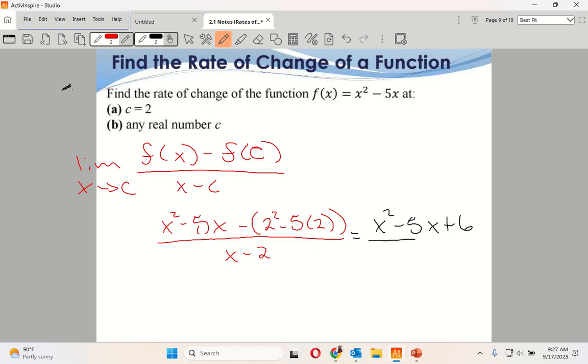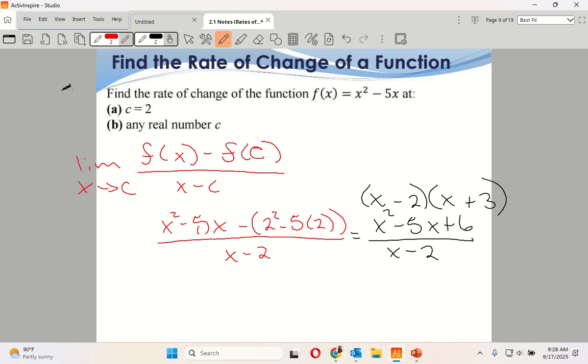Now, whenever you see a problem like that, everyone, the first thing that comes to your mind is to say, factor it. So factor it. X squared minus 5x plus 6 gives me x what? Negative 6 and positive 1. 2 and 3. Negative 2 and negative 3.